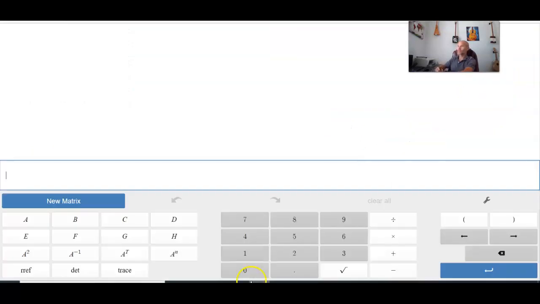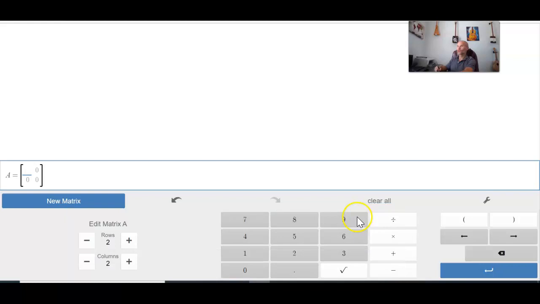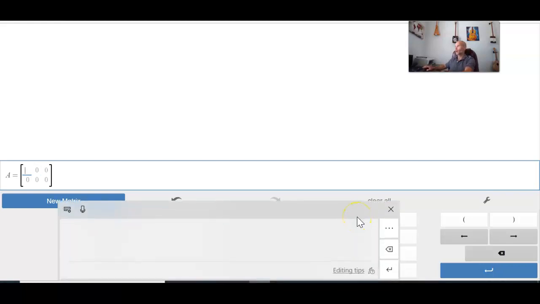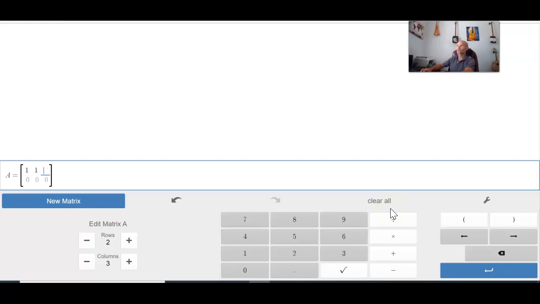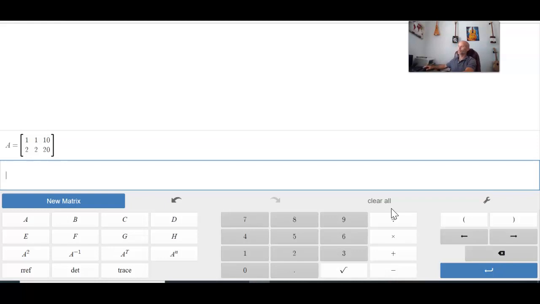So if we create a new matrix, 2 rows, 3 columns, we have 1, 1, 10, and we have 2, 2, 20. Define that. Produce the reduced row echelon form of A, and we get 1, 1, 10, 0, 0, 0. Well, what happened to that second row? Notice that it isn't 0 equals 1, it's 0, 0, 0, which is a completely valid statement. It just says that 0x plus 0y equals 0, which means 0 equals 0, which is always a true statement.